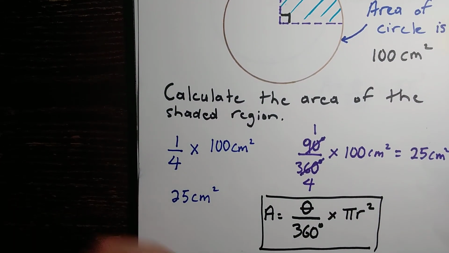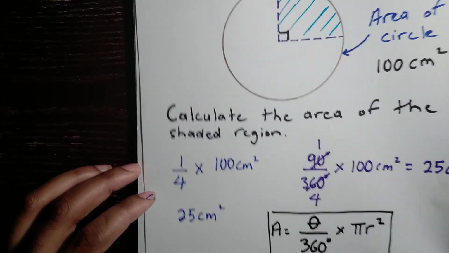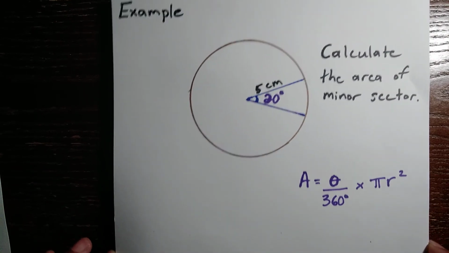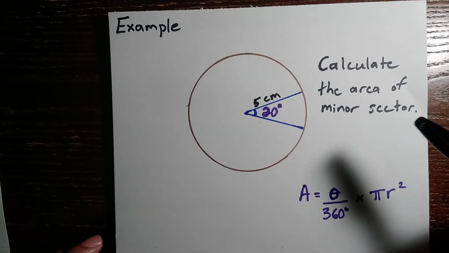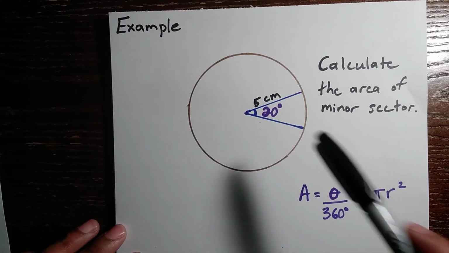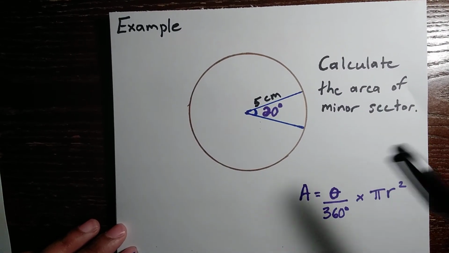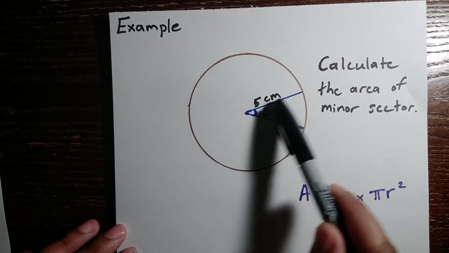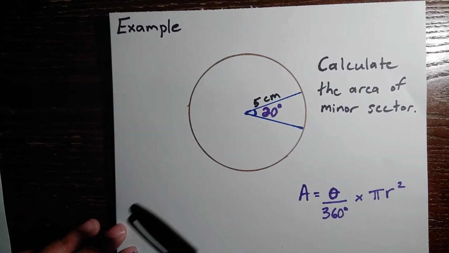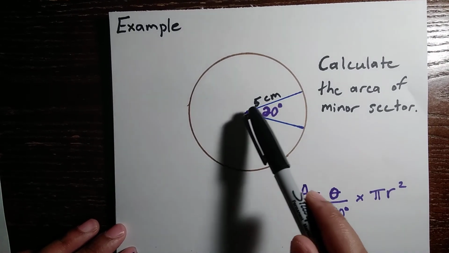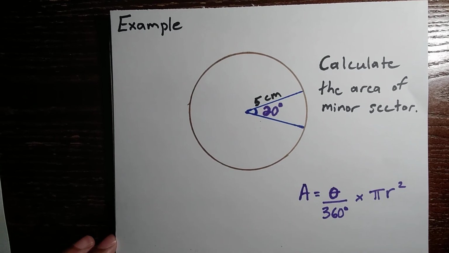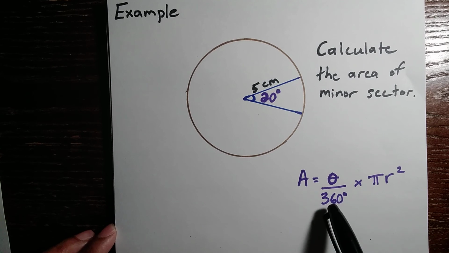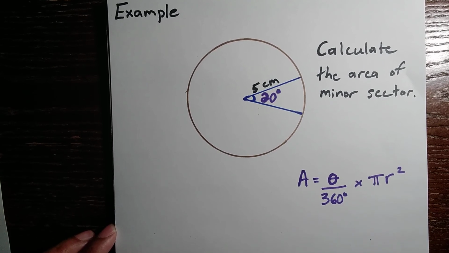Let us look at one example using the formula. All right, we have a sector, a minor sector. The central angle is 20 degrees and our radius is 5 centimeters. I know that the 5 looks illegible, but it is 5. Okay. Now here is our formula. A is equal to theta over 360 degrees times pi r squared.